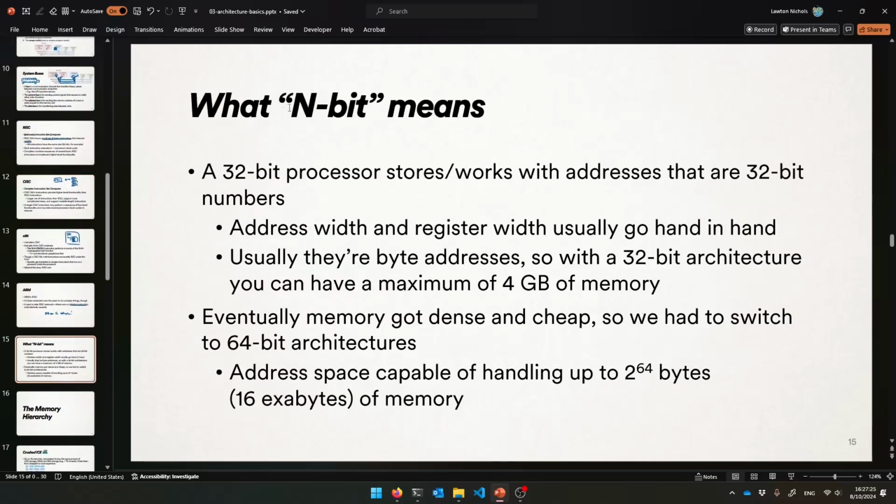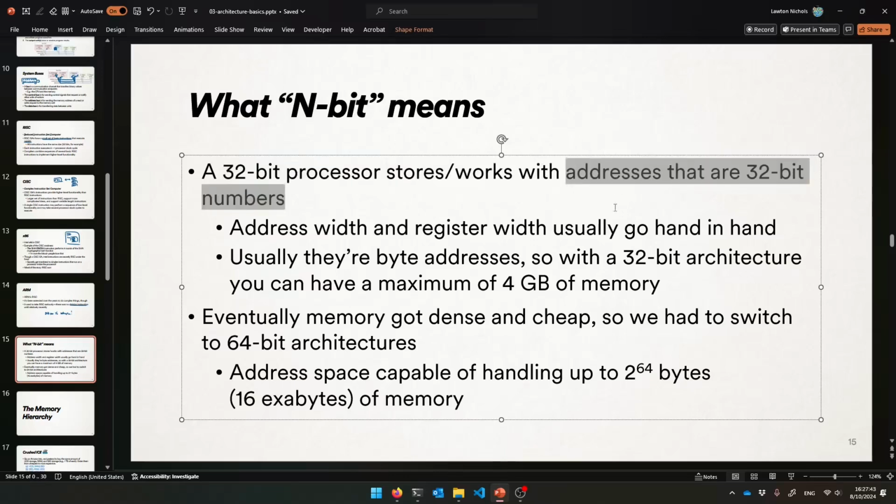What does that mean? What does n-bit mean? So we've said this. I've kind of told you it has to do with registers, right? But honestly, it has to do with addresses. All right. So a 32-bit processor. The reason it's called a 32-bit processor means that it's storing or working with addresses that are 32-bit numbers.